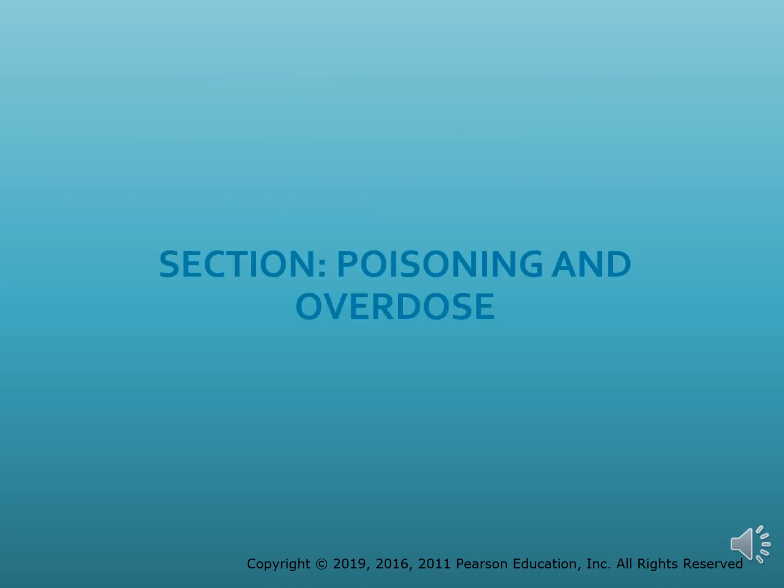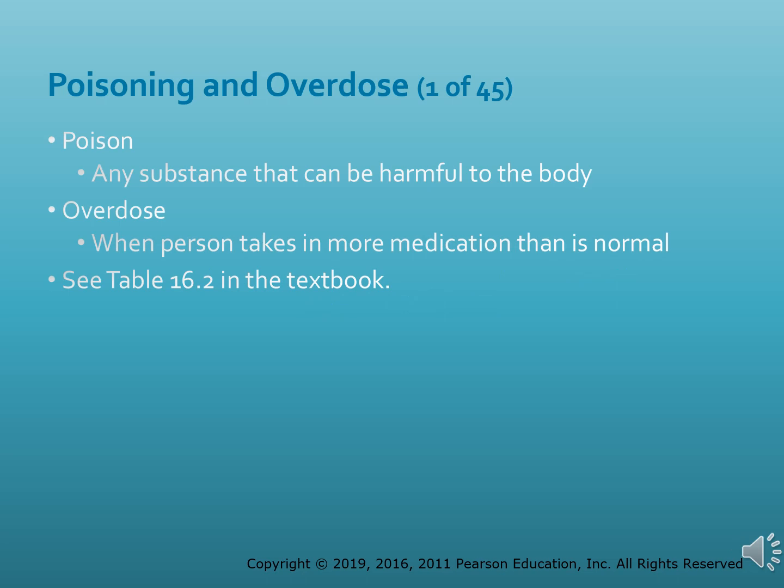In this next section, we're going to talk about poisoning and overdose. Poisoning is any substance that can be harmful to your body. Overdose is when the person takes in more medication than is normal. Narcan can help with overdoses as long as it is a narcotic form. So if it's not a narcotic, Narcan will not work. For example, Narcan will not work on meth. We'll talk about that a little bit farther in the chapter.